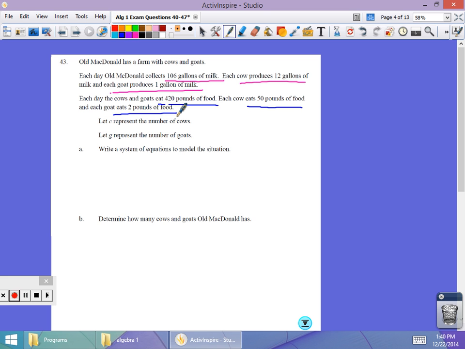They are telling you what the variables are going to be used and what they are representing, so you need to make sure you use C and G. C for cows and G for goats.